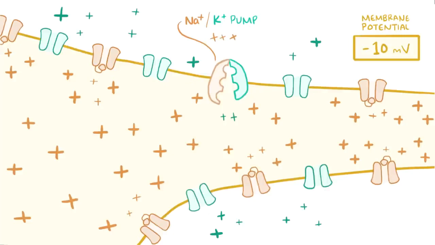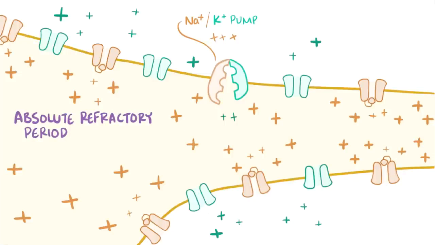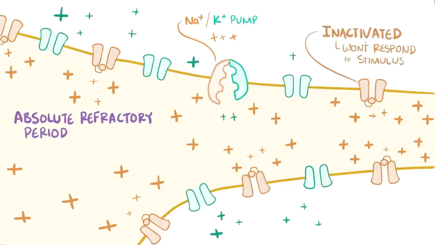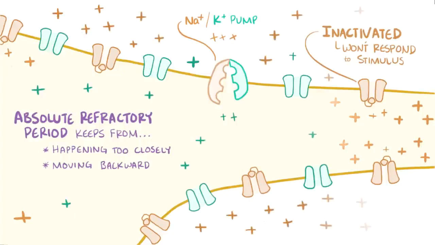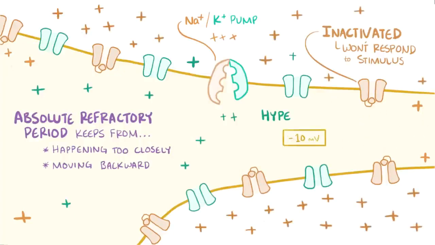It's during this repolarization phase that the cell's in its absolute refractory period, since the sodium channels are inactivated and won't respond to any amount of stimuli. This absolute refractory period keeps the action potentials from happening too close together in time, and also keeps the action potential moving in one direction. The combined efforts of this pump and the extended opening of the potassium channels result in a small period of overcorrection, where the neuron becomes hyperpolarized relative to the resting potential.